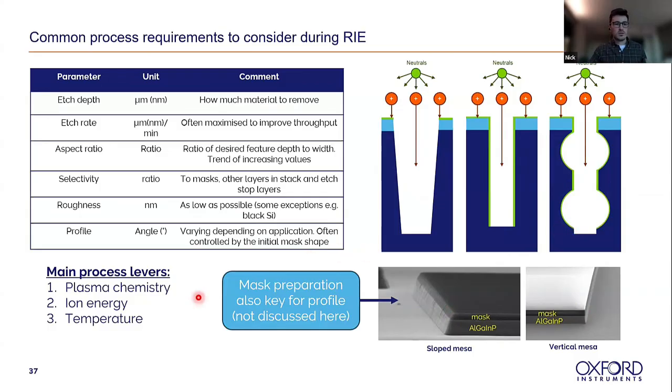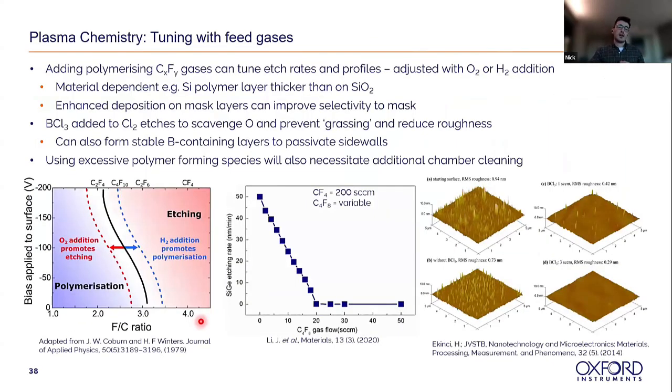I'll talk a little bit about that in the coming slides as well. But when it comes to optimizing for these different parameters, the main process levers that we pull are the plasma chemistry, the ion energy, and the temperature at which we process. So talking first about the plasma chemistry, you can tune this in a few different ways. One of the easiest ways is by tuning the feed gas.